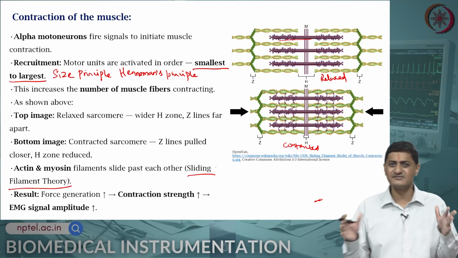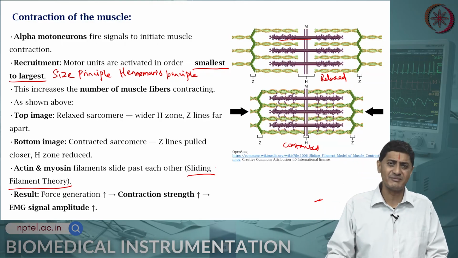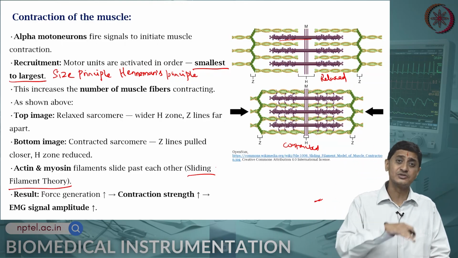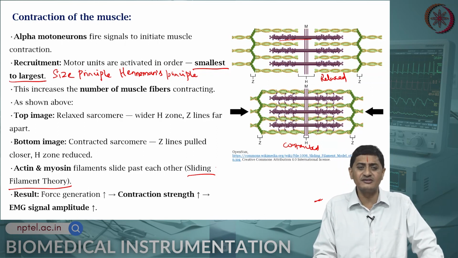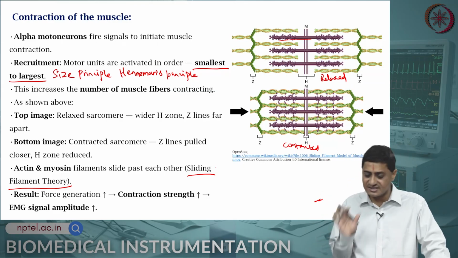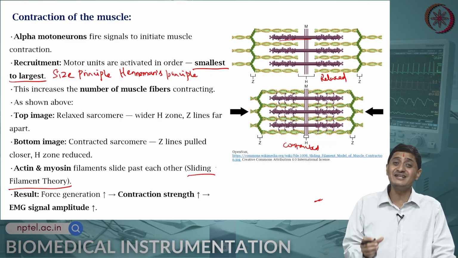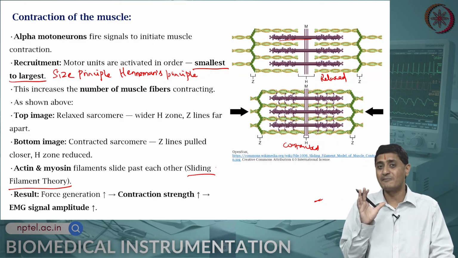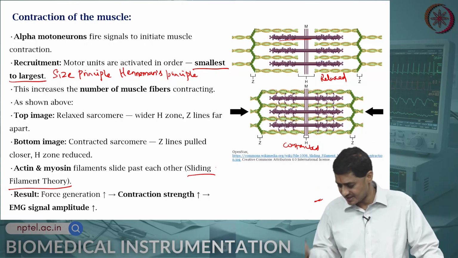Again, I have a separate lecture, nearly a half hour to 45-minute lecture, on the sliding filament theory in my other course on neuroscience of human movement. But what is sufficient for you to know is that as force generation increases, the contraction strength increases and the EMG amplitude increases. So, force is generally proportional to EMG amplitude. Proportional does not mean linear; it is linear only in a small range.